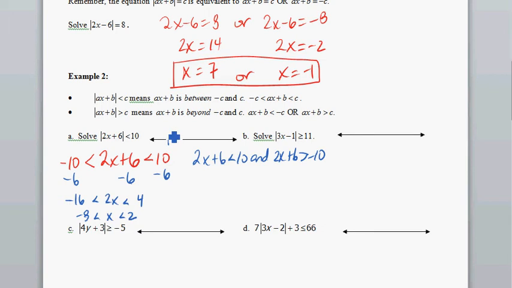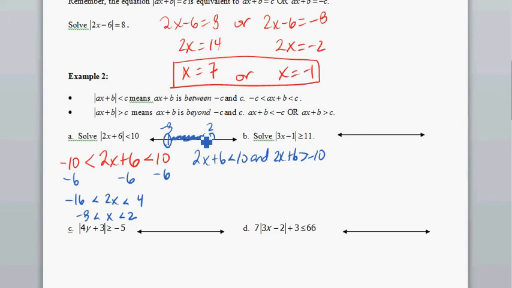When we graph this on the number line, we've got negative 8, and we've got 2. And x is, let's start with the 2. X is less than 2, so we're going to start shading to the left. At the same time, x is bigger than negative 8, so we're going to shade to the right.